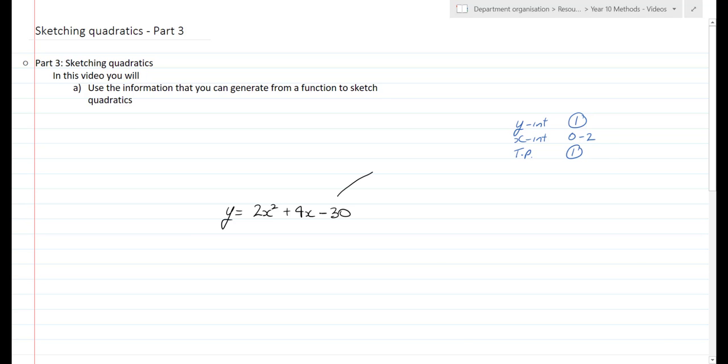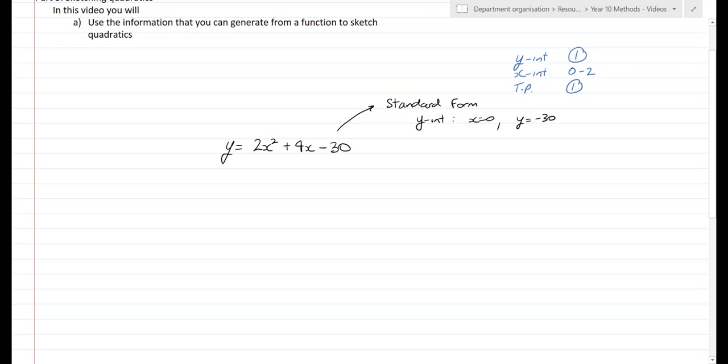First of all, the quadratic's already in standard form, and from standard form we can get the dilation and we can get the Y-intercept. So in this case the Y-intercept is when x equals 0 gives us y is equal to negative 30. So there's a nice piece of information for us. The Y-intercept is negative 30. And let's do the second one. The second one I'll do here. Let's find our turning point.